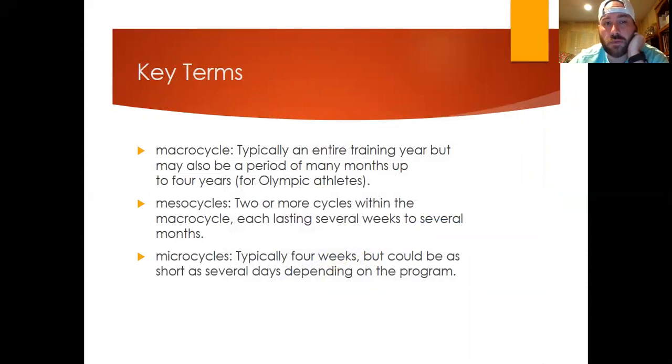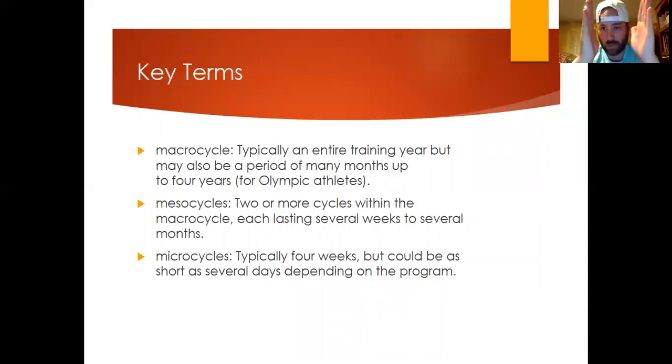So some of the key terms that we have when we start talking about periodization are the macrocycle, the mesocycle, and the microcycle. The way this definition says it, a macro is an entire training year. Actually, you can put a macro into whatever it is, as long as you incorporate the fact that a macro is your starting point all the way to your end point. That's a macro.